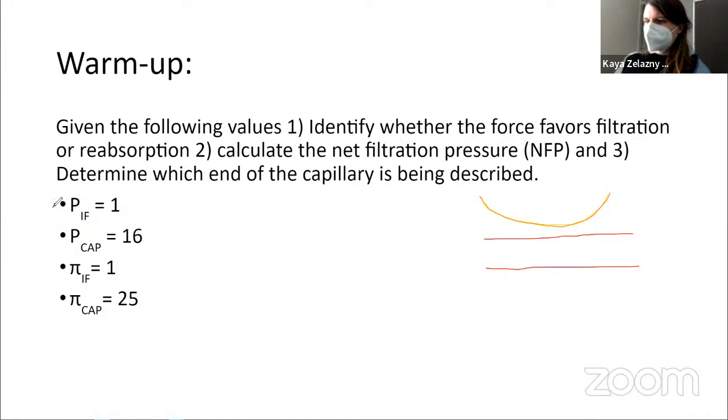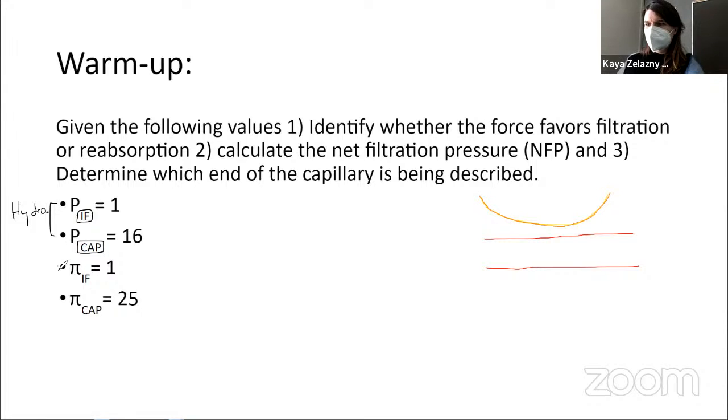So as a reminder, when we see that P, these are our hydrostatic pressures. So P_IF and P_capillary are hydrostatic pressures. So they're like a push from fluid. So they're always going to go in the opposite direction from their little subscript. So we're going to have a push from the interstitial fluid, and we're going to have a push from the capillary. It's that fluid pushing out.